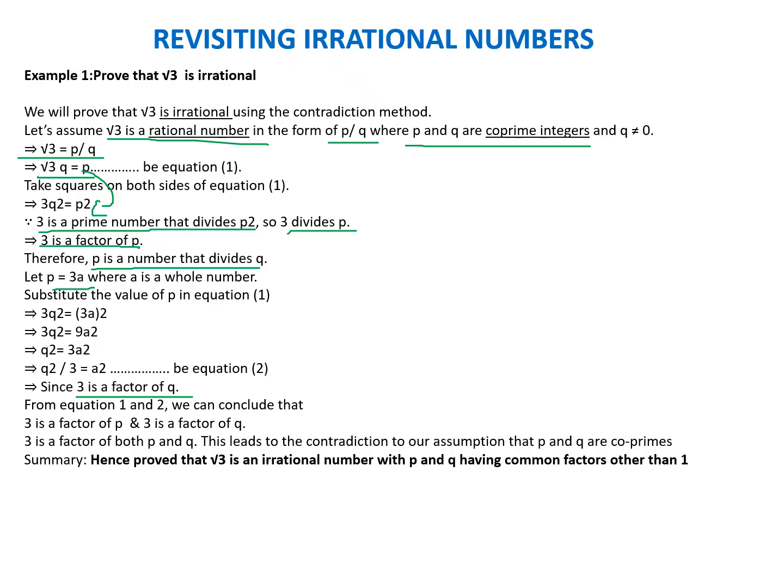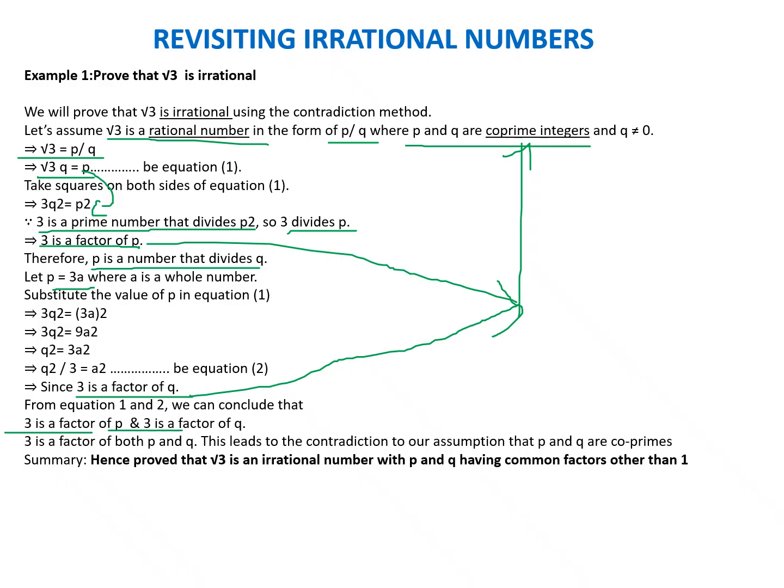So 3 is a factor of p, and 3 is a factor of q. When we are saying that 3 is a factor of both p and q, it contradicts the assumption of a rational number, because in a rational number p and q have to be co-prime. But in this case, we have a factor apart from 1, we have another factor which is 3. So from equations 1 and 2, we conclude that 3 is a factor of both p and q, and this leads to a contradiction to our assumption that p and q are co-prime.